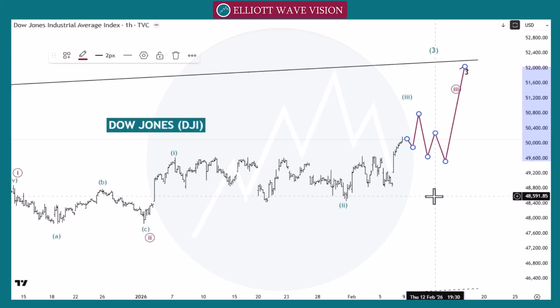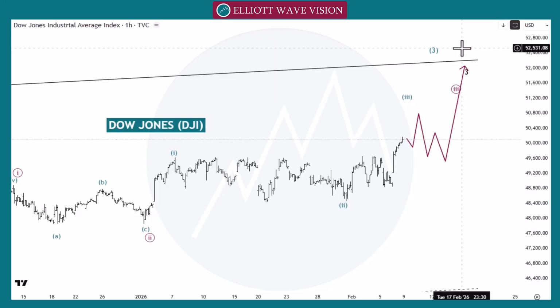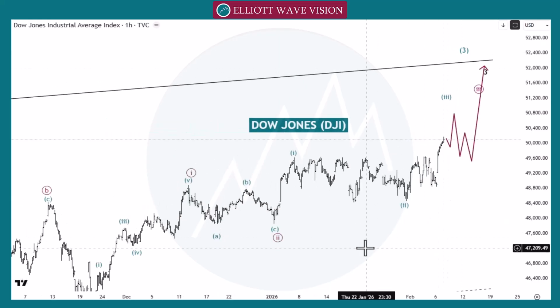So now we need to wait for the classic trading level pattern number 1 or pattern number 3 at 50,000. Then we will go towards the bullish side. So this is for now.